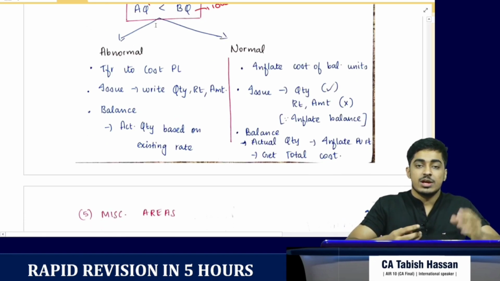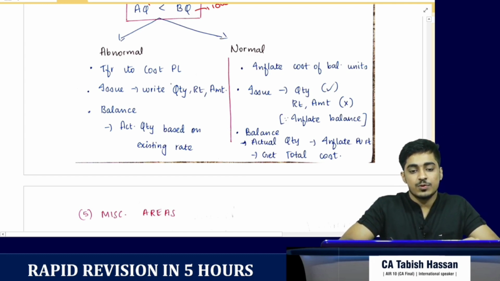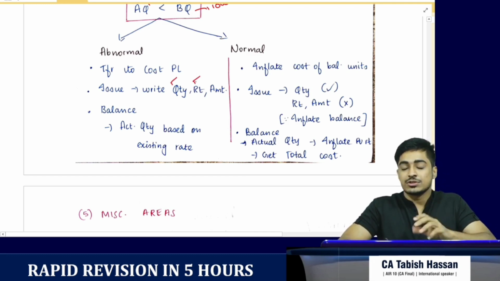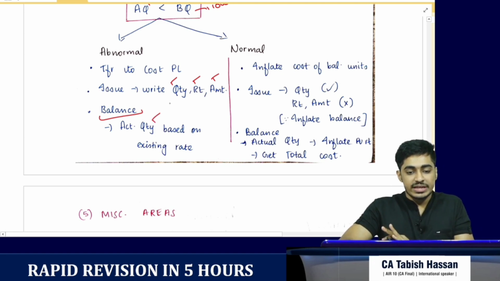So what we do, the quantity has reduced, right? So we put it in the issue column. In the issue column, we put the quantity. We put the rate also, based on whether it is FIFO or weighted average. We put the amount also. And in the balance column, we write the revised quantity.